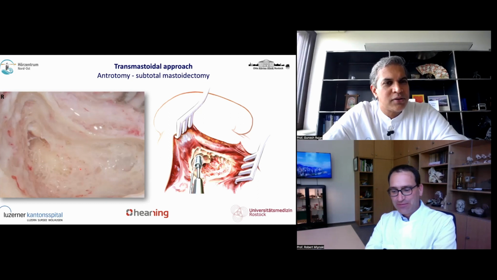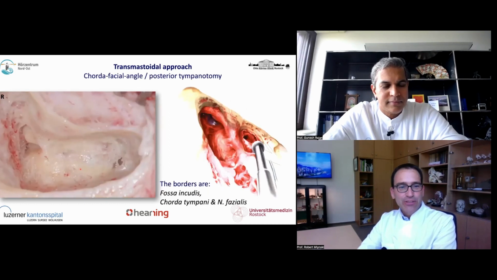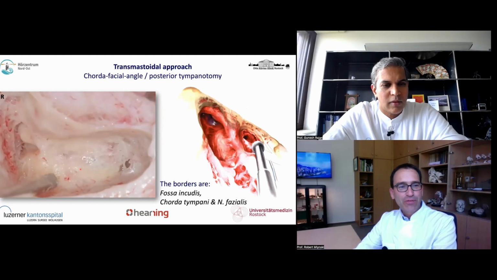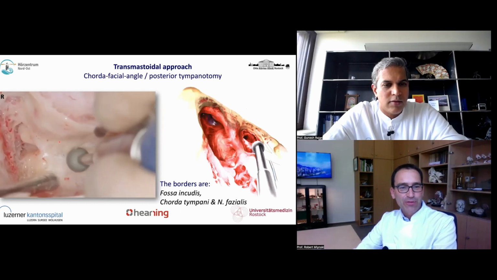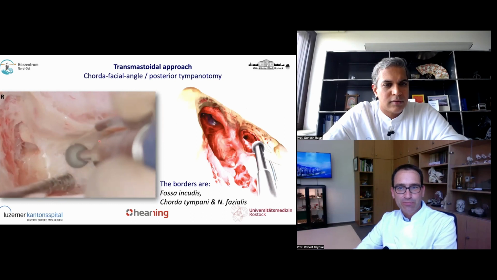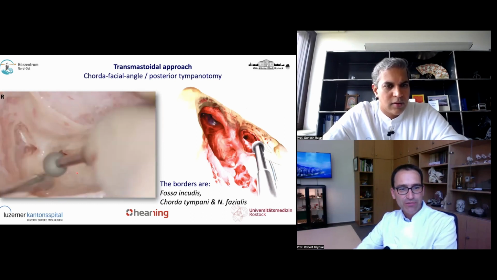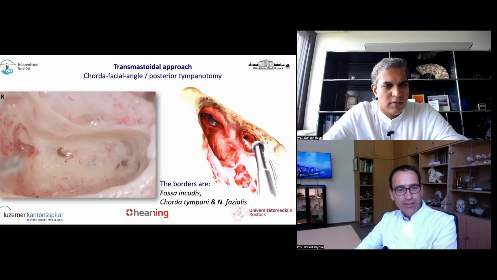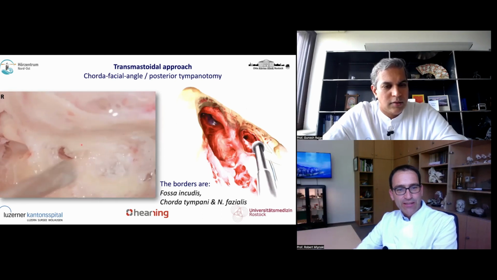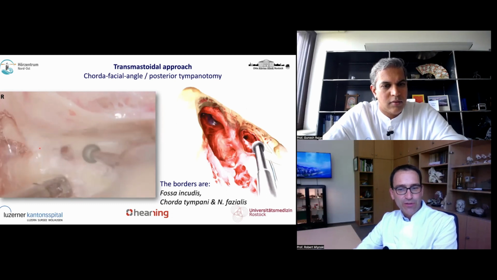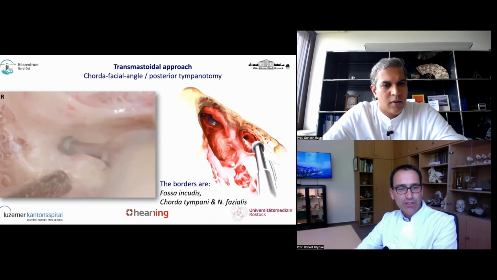Shall we do the posterior tympanotomy? I would recommend so. So the posterior tympanotomy is an exposition. You have a subtotal mastoidectomy. You don't need to drill out all aerated cells, but you have to identify the facial nerve and the chorda, and then you drill out the chorda facial angle. The cranial border is the fossa incudis, anterior the chorda tympani, and the facial nerve posteriorly.